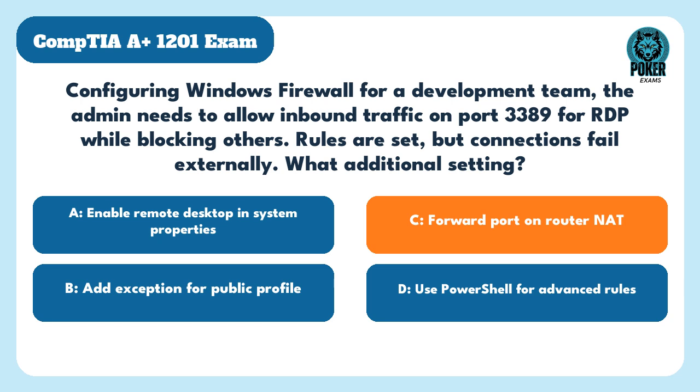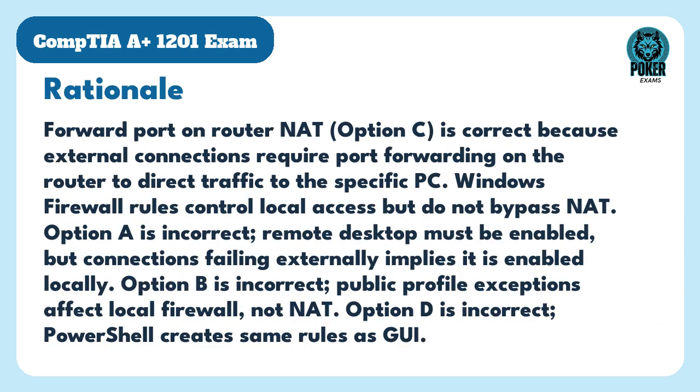The correct answer is C. Rationale. Forward port on router NAT, option C, is correct because external connections require port forwarding on the router to direct traffic to the specific PC. Windows Firewall rules control local access, but do not bypass NAT.